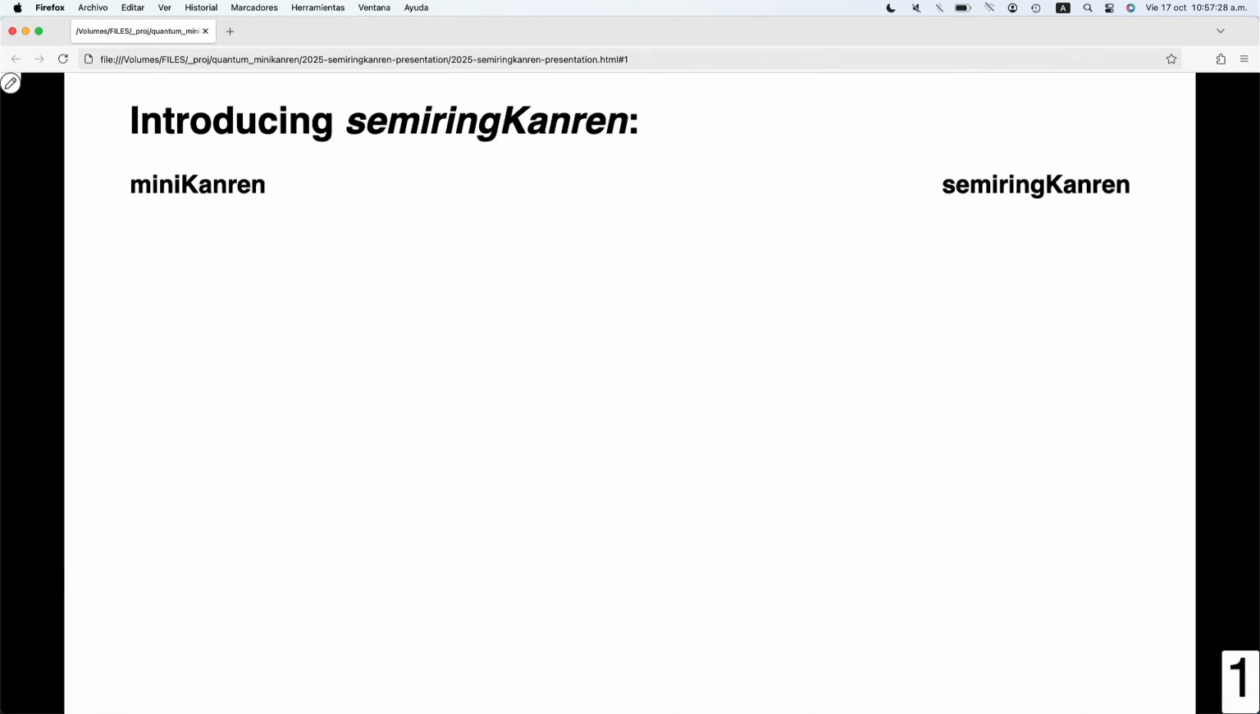All right, so the topic of our research is semiringKanren, which is a new variant of miniKanren. I'll go over some of the differences and explain more what they mean and how they look later. One of the core differences is that as opposed to miniKanren's top-down evaluation, semiringKanren employs a bottom-up evaluation strategy more similar to Datalog.